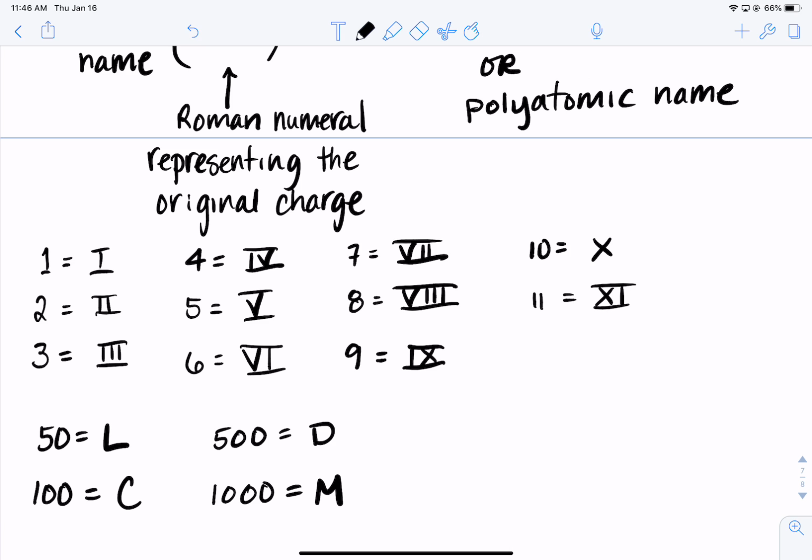Most transition metals have a charge of 1, 2, 3, or 4, and not much higher than that. There are some occasions that you'll have 5, 6, 7, or 8, but in this chemistry class, you won't.